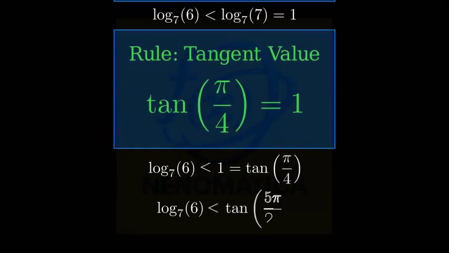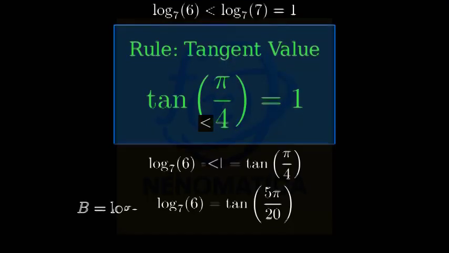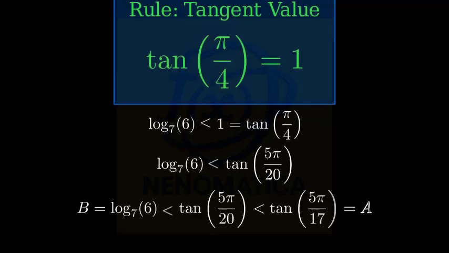Since tangent is an increasing function in the interval from 0 to pi over 2, and 5 pi over 20 is less than 5 pi over 17, we can conclude that tangent of 5 pi over 20 is less than tangent of 5 pi over 17. Therefore, B is less than A.